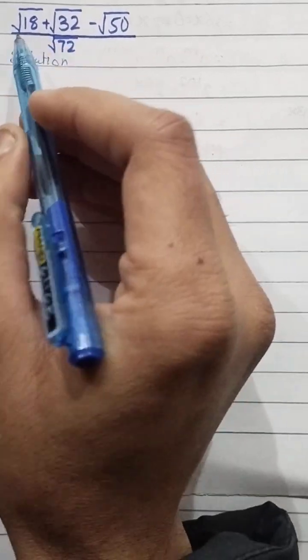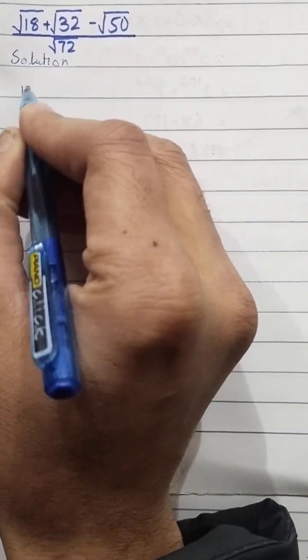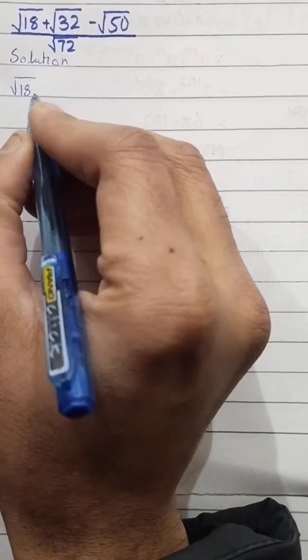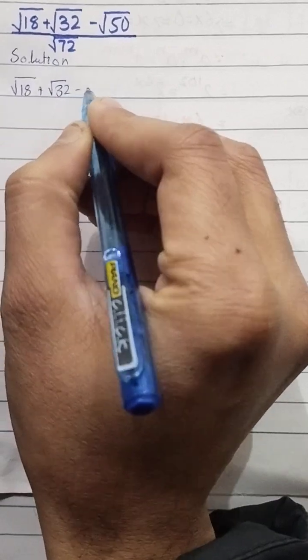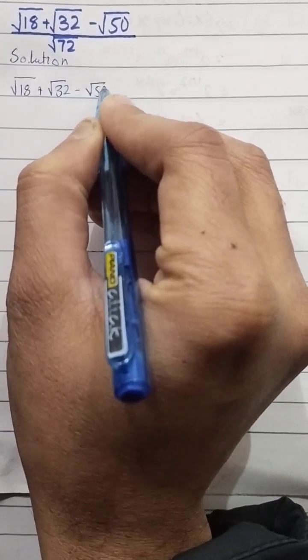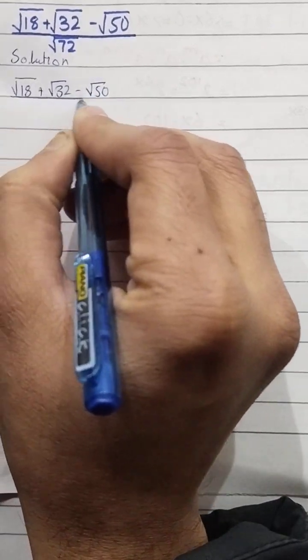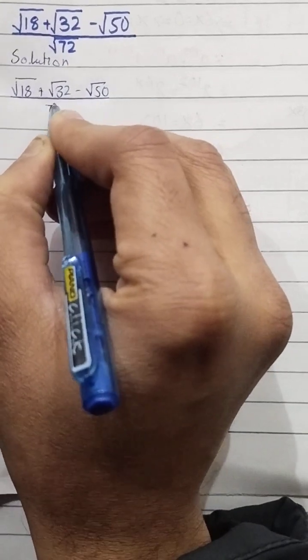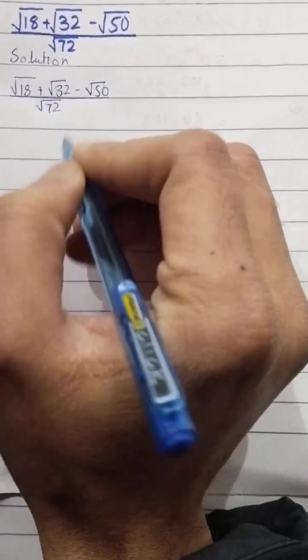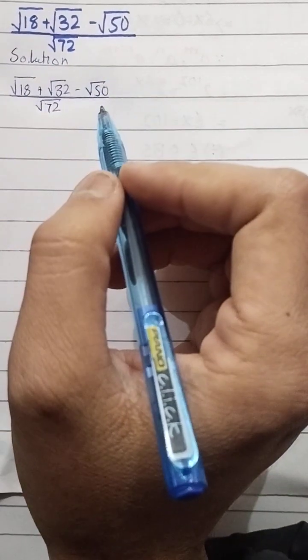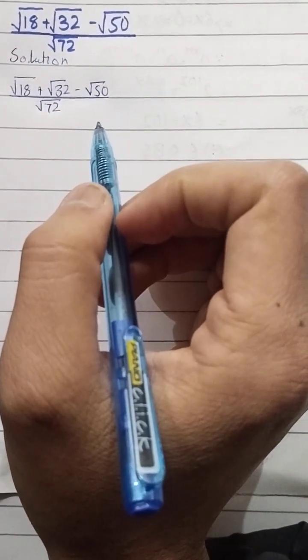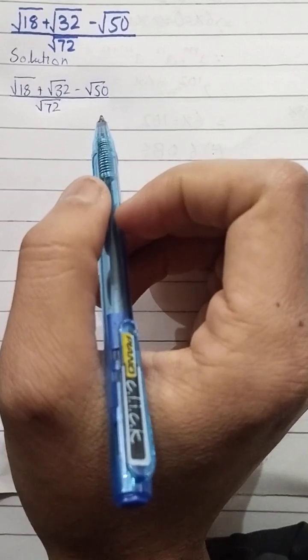The question is: square root of 18 plus square root of 32 minus square root of 50, divided by square root of 72. Now the condition is that you don't have to use the calculator. You must not use it.